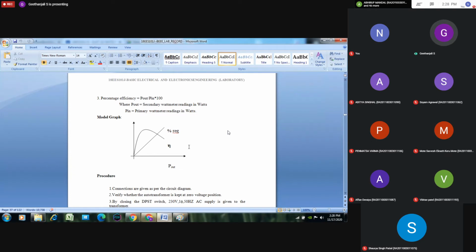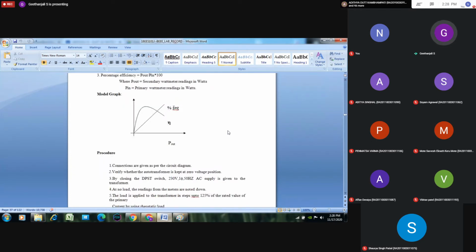So this is the model graph. This straight line is drawn between the regulation and P out. This efficiency curve is drawn between the P out and efficiency. This straight line, the linear curve, represents the regulation. This curve represents the efficiency. So the transformer efficiency reaches the maximum at one particular output load, then gradually it decreases.